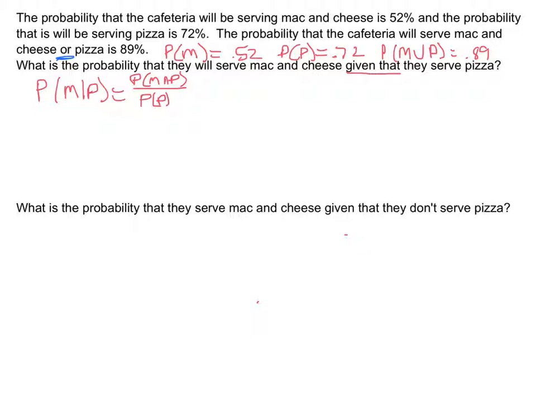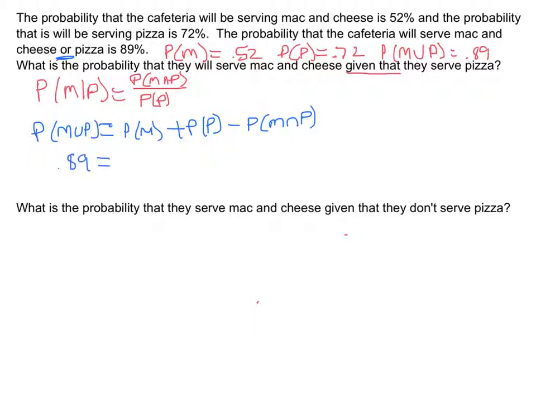So what we need to do is switch and use the addition rule for probability in order to find our intersection. Our union rule states that the union equals the probability of M plus P minus the intersection. So we have 0.89 is equal to 0.52 plus 0.72 minus x. That's the probability of our intersection. And when we do the math, we get x is equal to 0.35.